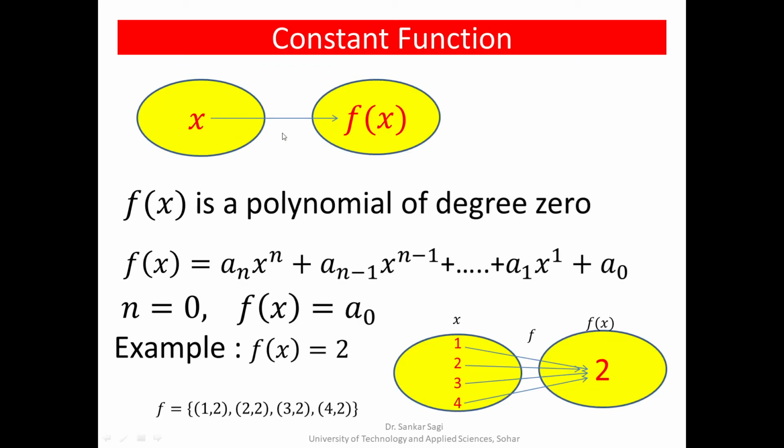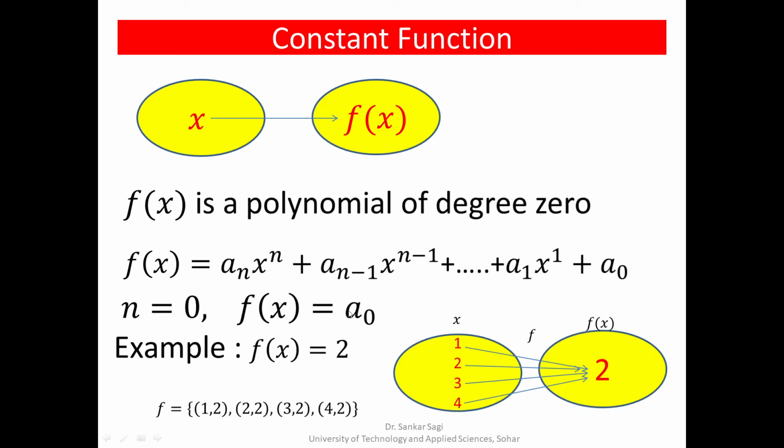So let us see the constant function. The constant function is nothing but a function where the image f(x) is a constant. So f(x) is a polynomial of degree 0. The polynomial of degree 0, if we take for f(x), is called a constant function. As we have seen before, put n equal to 0 in this expression, f(x) will be simply equal to a0, only one constant.